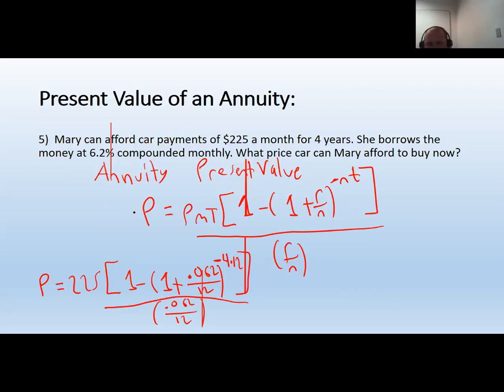And so I ended up with $9,543.27 as my result there. So does anybody have any questions on this problem?